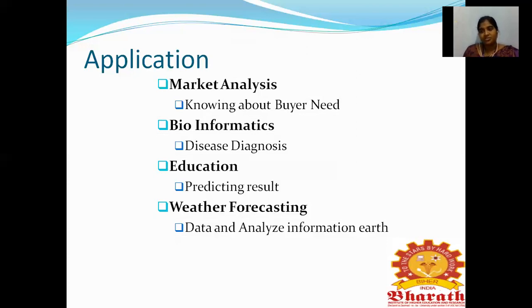Then education. In the field of education also it plays a vital role, predicting the result. For example, a student scoring 50 marks in the first internal, 60 marks in the second internal and again 70 marks in the third internal means his ratio is increasing. We can predict that this student will surely pass the university exam. We can predict he will pass, but it is not sure.